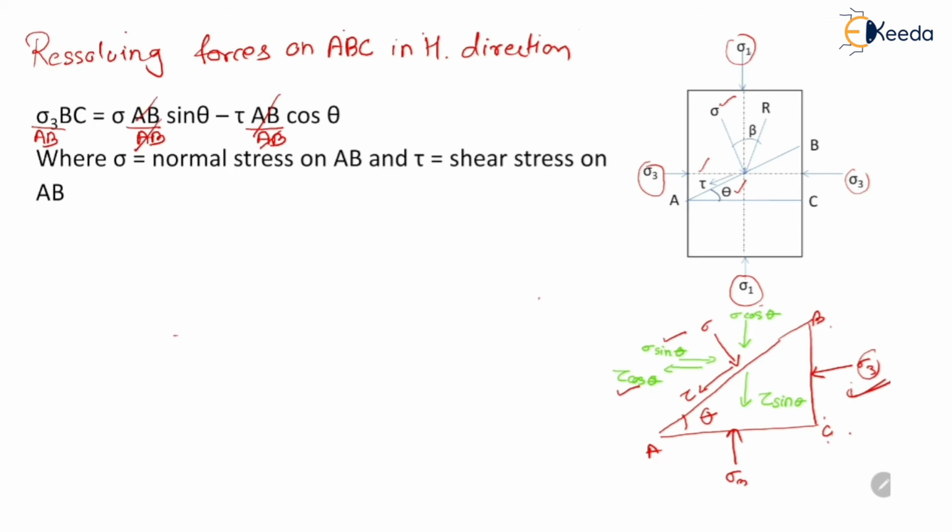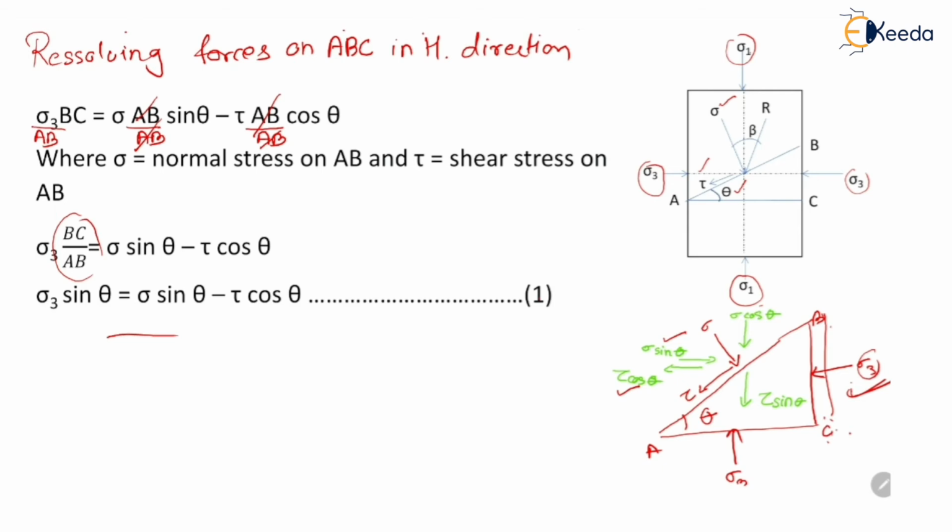AB will get cancelled. So we will get sigma 3 into BC by AB equal to sigma sin theta minus tau cos theta. So we can write BC upon AB as sin theta. So the equation will be sigma 3 sin theta equal to sigma sin theta minus tau cos theta. This will be our first equation.